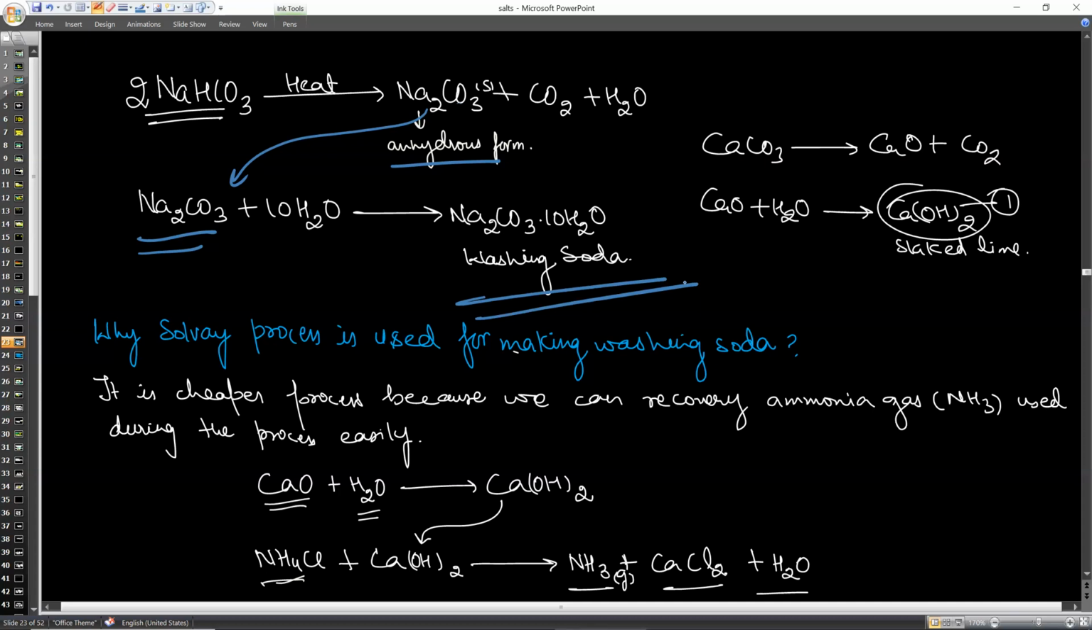So how do we prepare washing soda? First, we take the aqueous solution of sodium chloride and water. That is called brine. Then we pass ammonia gas to it and it becomes ammoniacal brine. Then ammoniacal brine is added with carbon dioxide, which gives you the precipitate of sodium hydrogen carbonate, which is baking soda. When baking soda is heated, it gives you sodium carbonate plus carbon dioxide and water. And when this sodium carbonate is added with 10 water molecules, it gives you sodium carbonate decahydrate, which is washing soda.